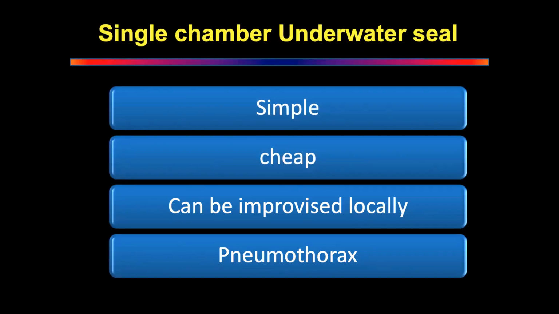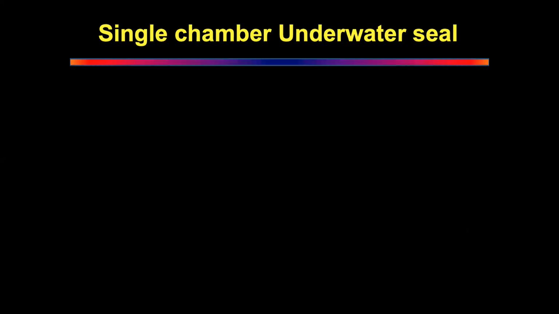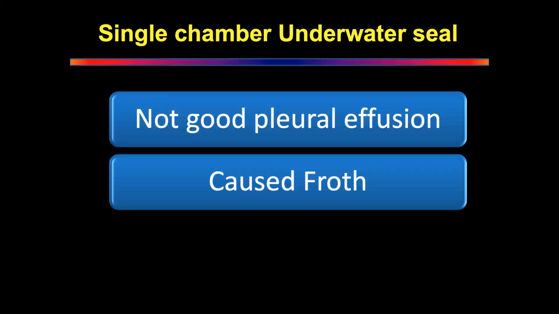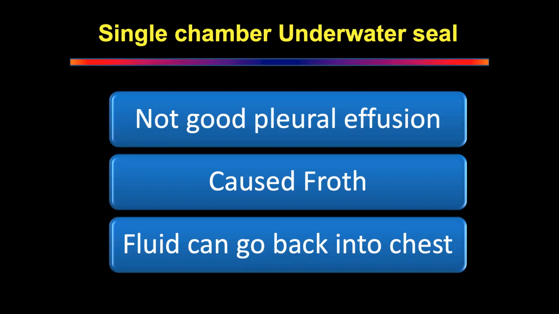So these are the advantages for it. It can be simple, cheap, can be done locally, for pneumothorax. But the problem is it is not good for pleural effusion and also causes frothing. It causes frothing because the fluid and air are in the same bottle. So it causes a froth and you cannot understand how much is there. And fluid can go back into the chest. Okay, so that is one single chamber. Everybody understood single chamber underwater seal or not? Anybody got any doubts about it?